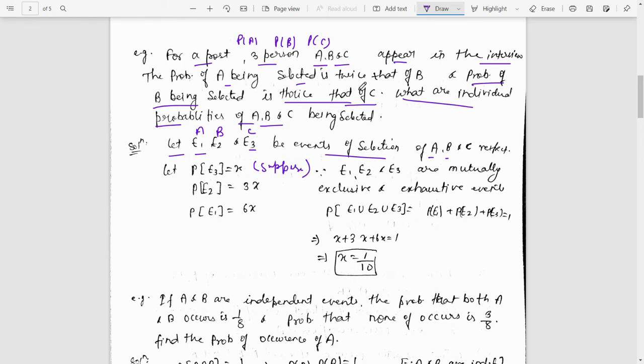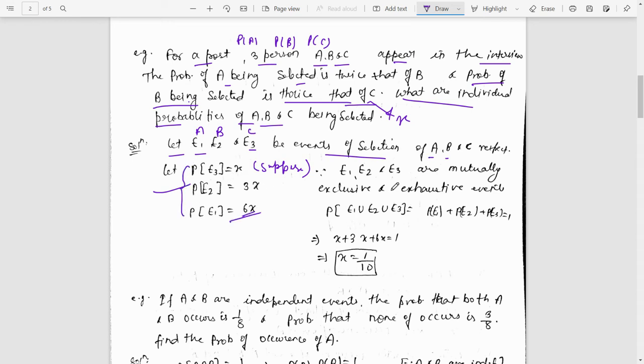Okay, so it's written that the probability of A being selected is twice that of B, and the probability of B being selected is thrice that of C. So when we assume that the probability of C is x, then the probability of B being selected is 3x. And the probability of A being selected is 2 times the probability of B, which is 6x. Okay, so these probabilities we assume.